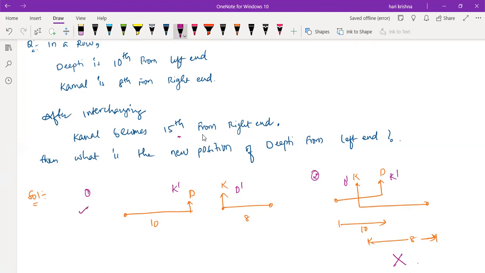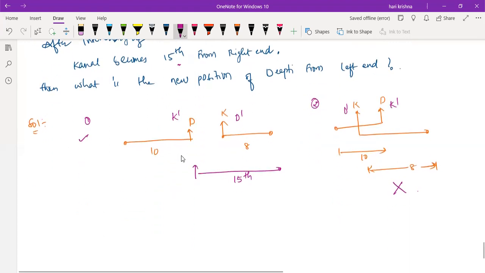So after interchanging the position, the Kamal is 15th from the right end. Then what is the new position of Deepthi from the left end? How can you calculate this one? Just measuring the distance. Sir, since we know that this is 15 and we know that this is 8, we can just do 15 minus 8 to find the distance in the middle and then add that with 10. Very good. So you just have to find out this distance. If you know this distance only, automatically the answer will come.